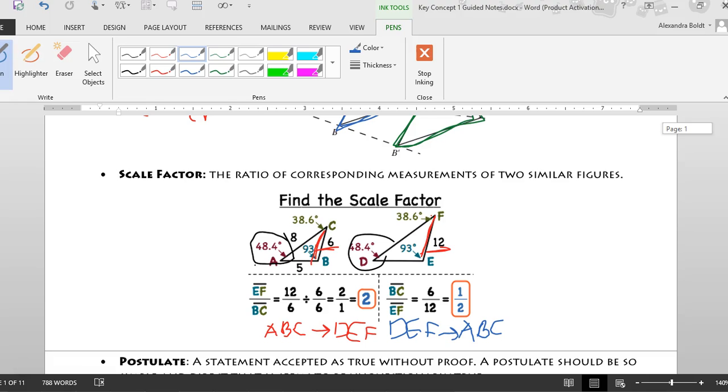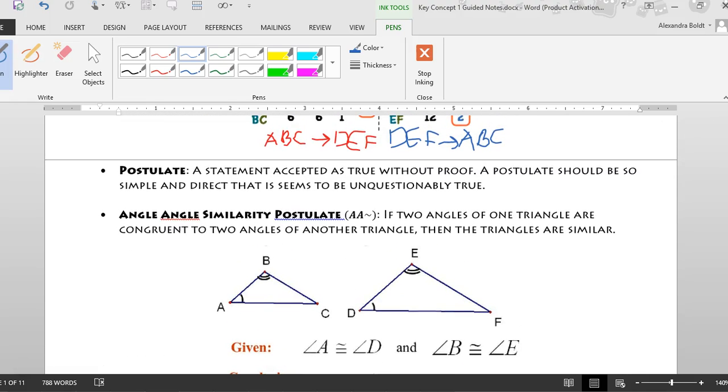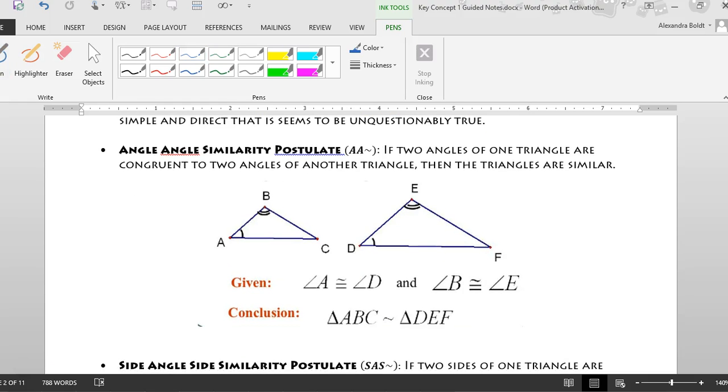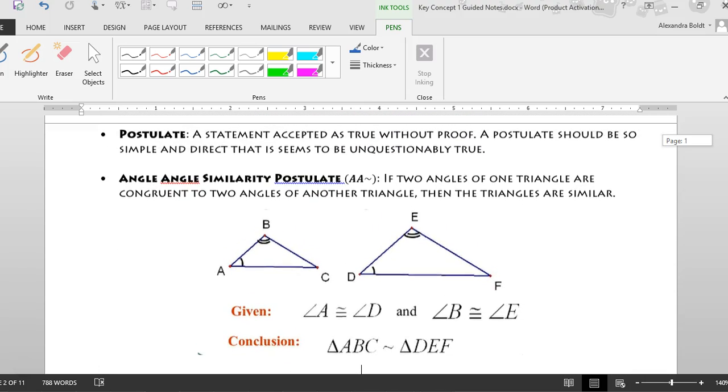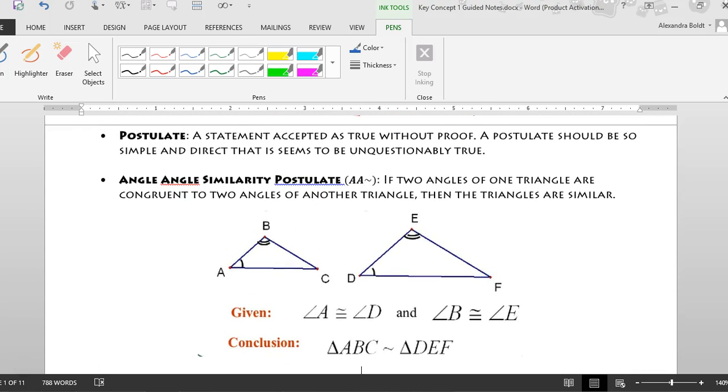Just a few more things we're going to talk about. One of our main math words is called a postulate, and it's a statement accepted as true without proof. So a postulate is a statement accepted as true without proof. A postulate should be so simple and direct that it seems to be unquestionably true.